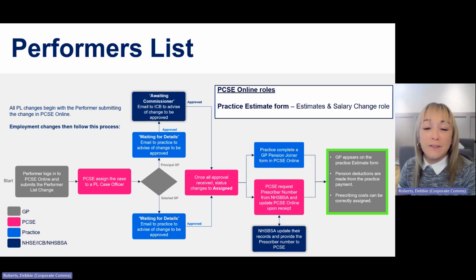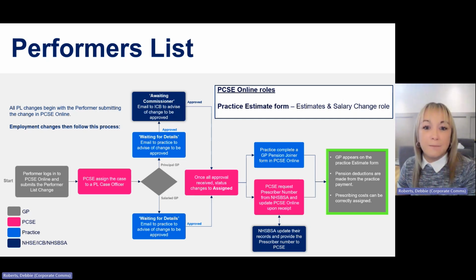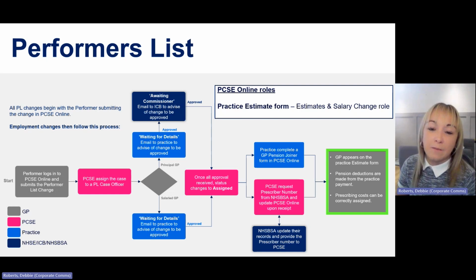Now, if you find that the GP isn't appearing on the practice estimate form, chances are the joiner's not been done. If the joiner can't be done, chances are the employment change hasn't been done. Having a copy of this just to show you all the steps that you need. If you find that the GP isn't on the estimate form, chances are one of the previous steps hasn't been completed.